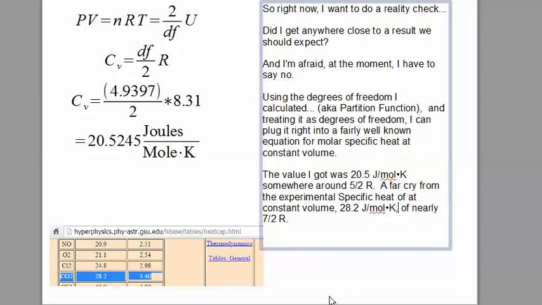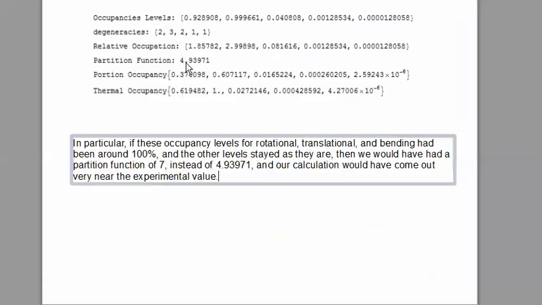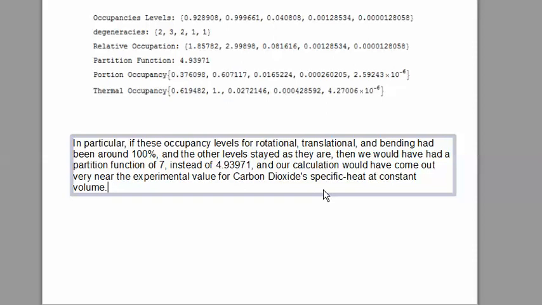R. In particular, if these occupancy levels for rotational, translational, and bending modes had been around 100%, 100%, 100%, and these other levels had stayed as they are, then our partition function would have come out to be 2 plus 3 plus 2 equals 7 instead of 4.93971. And our calculation would have come out very near the experimental value for carbon dioxide's molar specific heat at constant volume.